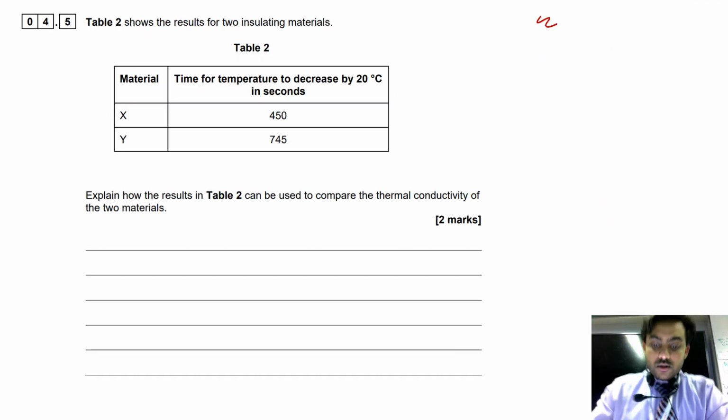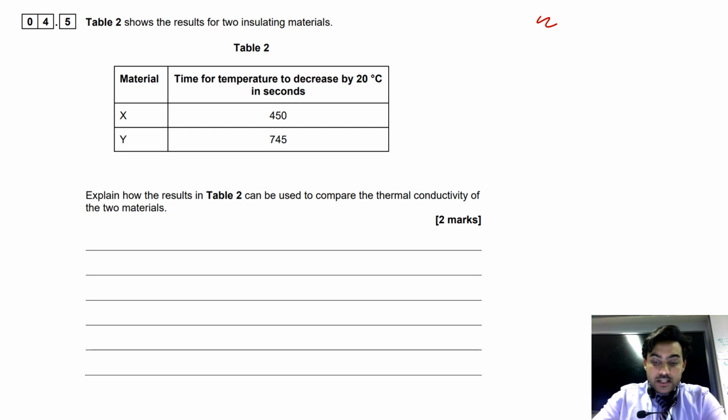Right. Table 2 shows the results of two insulating materials, material X and material Y. The time for the temperature to decrease by 20 degrees is given in seconds. For X, the temperature decreases in 450 seconds, but for Y, it takes 750 seconds. It says explain how the results in table 2 can be used to compare the thermal conductivity of the two materials. Which one is a better thermal conductor? It is obviously X, because it takes less time for the temperature to decrease by the same amount. Alright, and which means the rate of energy transfer is higher.